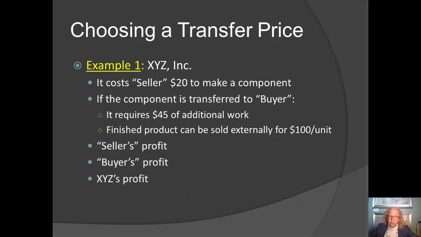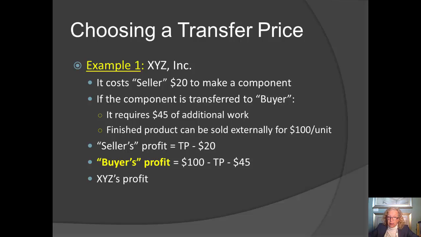Let's look at some examples. We have a company, XYZ. It costs the seller division $20 to make a component. If that component is transferred, the buyer division has to put in $45 of additional work, and then the finished product can be sold externally for $100. The seller's profit is going to be whatever the transfer price is minus its $20 cost. The buyer's profit is going to be its $100 external selling price minus the transfer price minus its additional cost to complete the product.